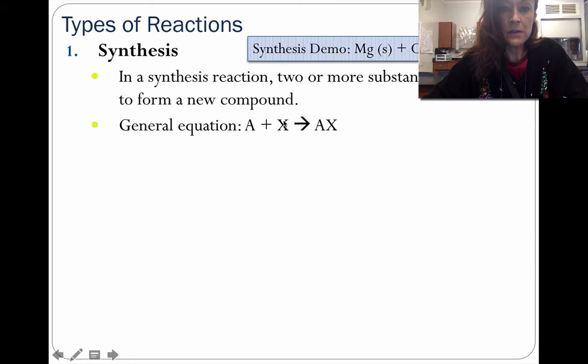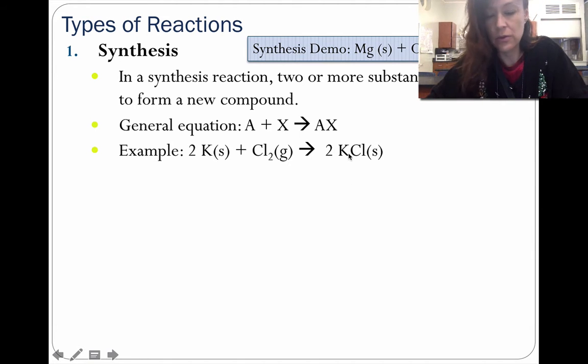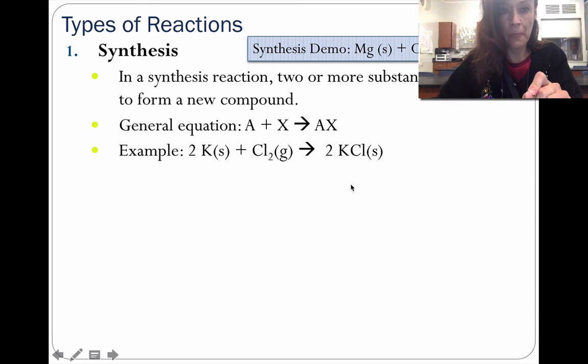The general equation for it is you've got A plus X yields AX. Usually the A is going to be metals, and the X is usually going to be your non-metals when we're talking about ionic compounds, for example. For example, you've got solid potassium in this case, combines with chlorine gas to make 2 compounds, 2 formula units of potassium chloride in a solid form. So synthesis to combine.